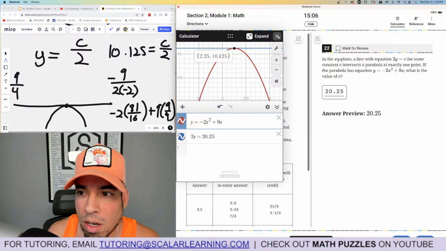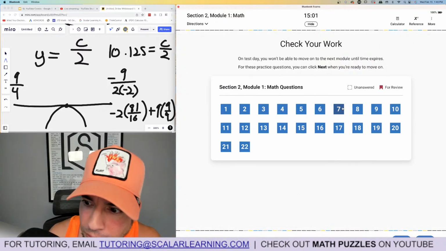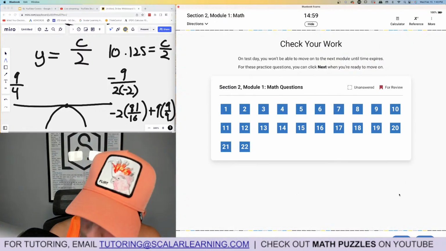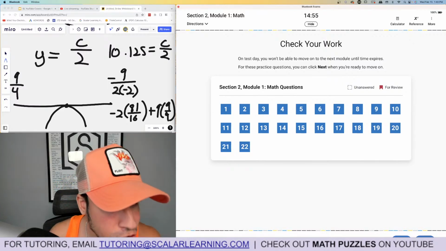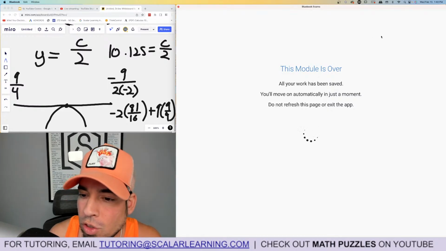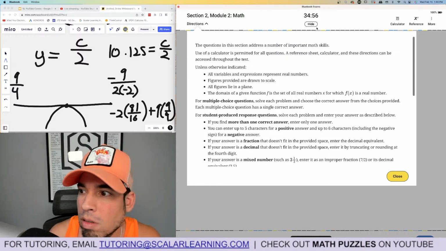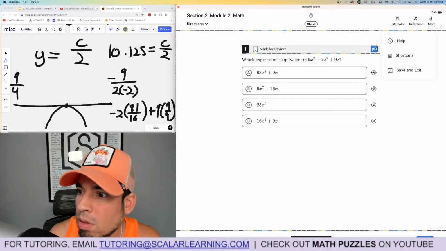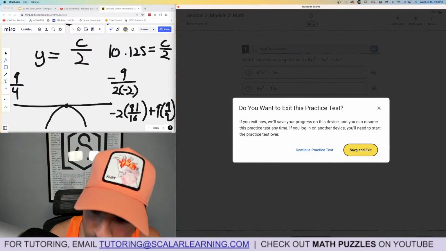Okay. That's it. So I think we're going to end it. I wonder if it's going to let me. I don't think it's going to let me grade it, actually. It looks like it's going to make me finish. So here's what I'm going to do. How do I pause this? Let's see if I can pause this. Save and exit. All right, cool.